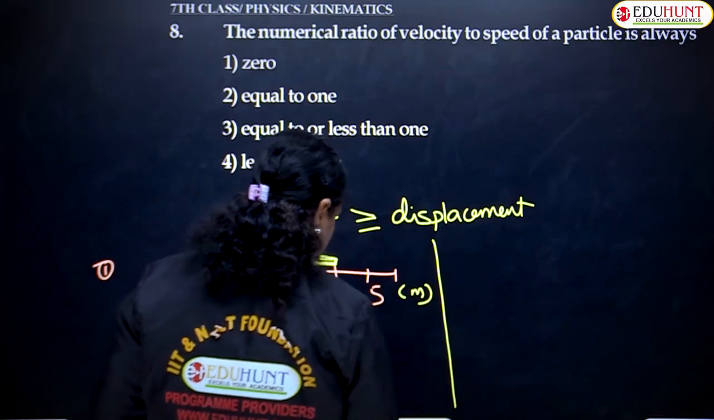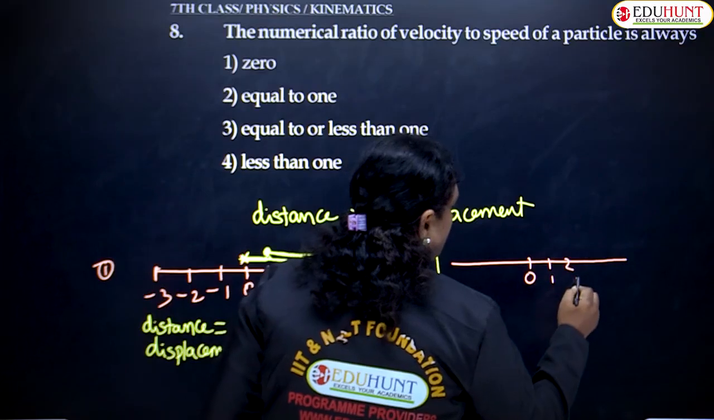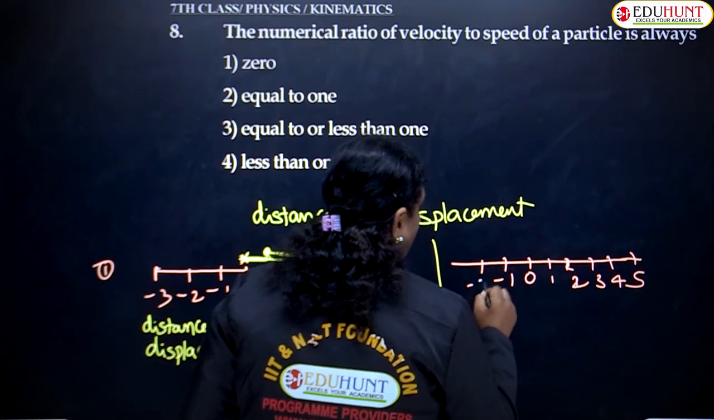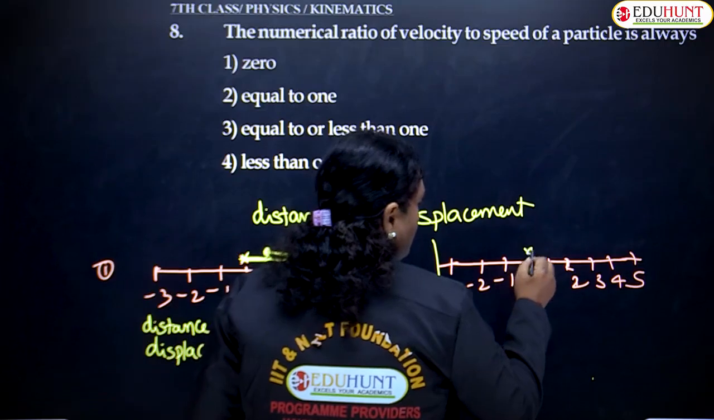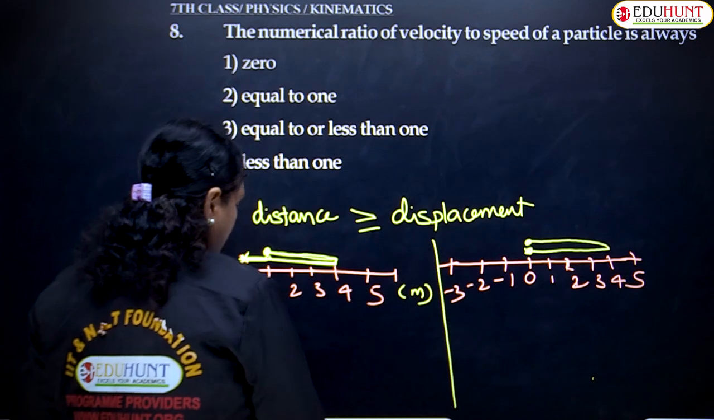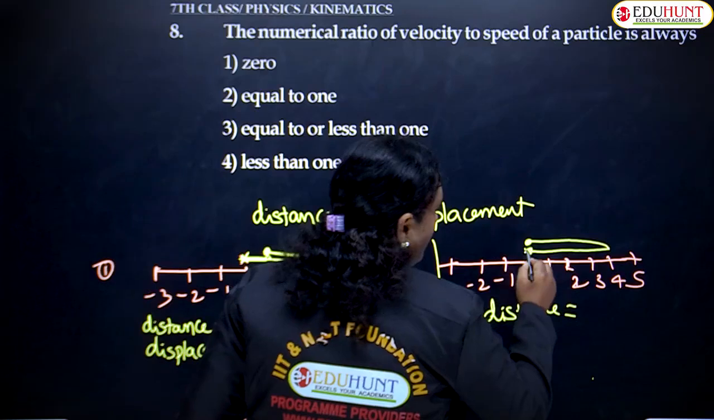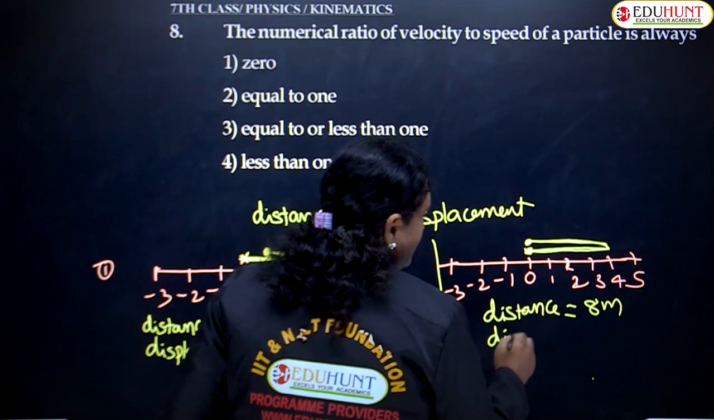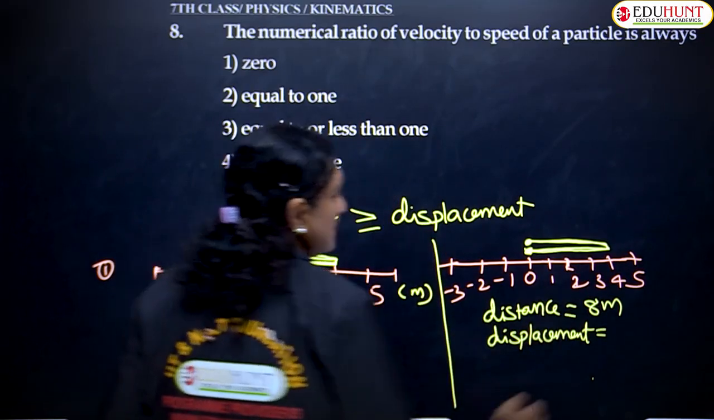Children, if I consider one more example, the same number line I'll consider. 0, 1, 2, 3, 4 and 5, minus 1, minus 2, minus 3. Suppose the person has started his journey from here. He went here and again came back to the same position. Then how much would be the distance, children, in the second case? Distance is equal to here 4 meters and again coming back 4 meters. 4 plus 4 is 8 meters. Whereas displacement is 0.